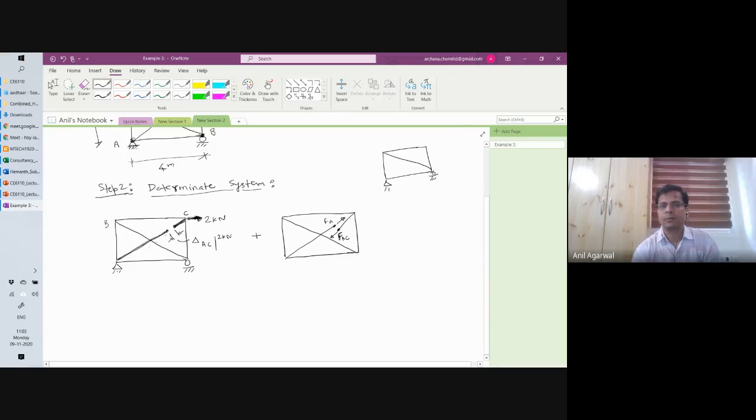Okay. Therefore, I have to apply FAC here and FAC here to properly capture that effect. If I had applied, for example, this was the truss, and I apply FAC only here, and not applying FAC here, that would be wrong. This is wrong. This is correct. You follow it, right?